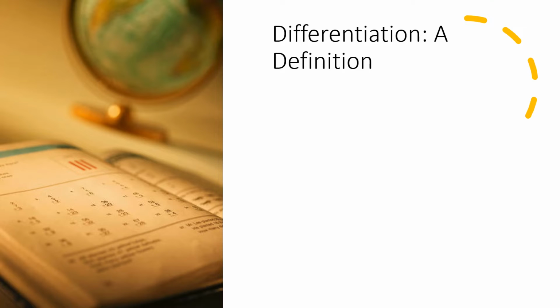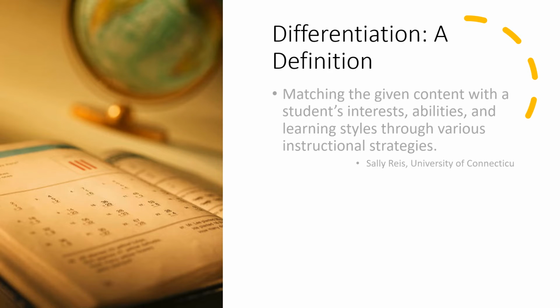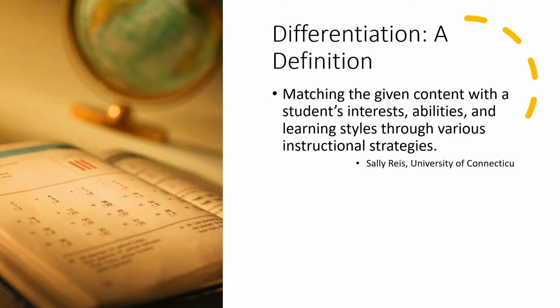First, a definition for differentiation. Differentiation is matching the given content, what you teach students, with their interest, abilities, and learning styles through various instructional strategies. Sally Reese, University of Connecticut. This means that you must become aware of what your students are capable of. That is, you must understand where they are on their ladder of learning.